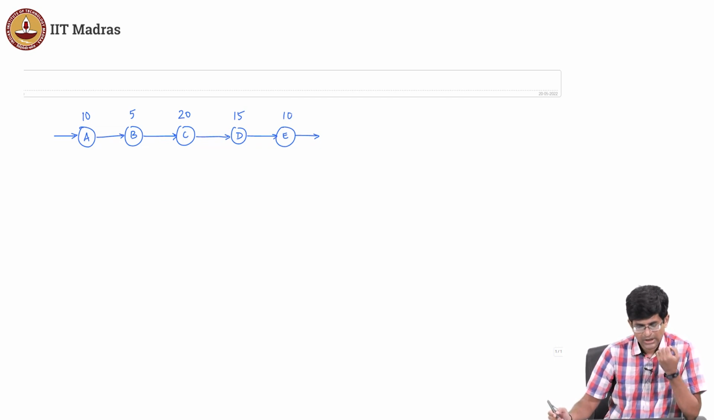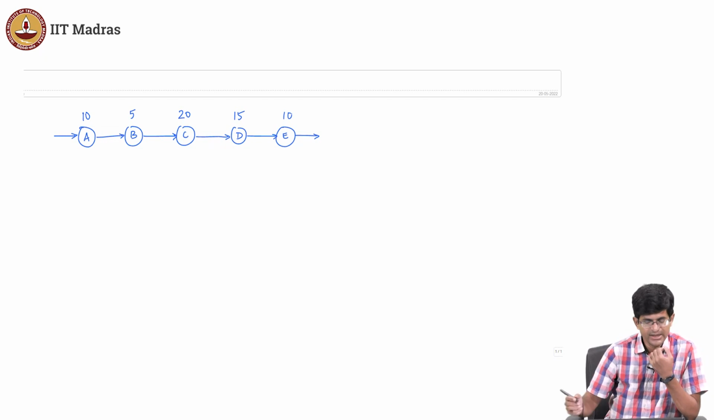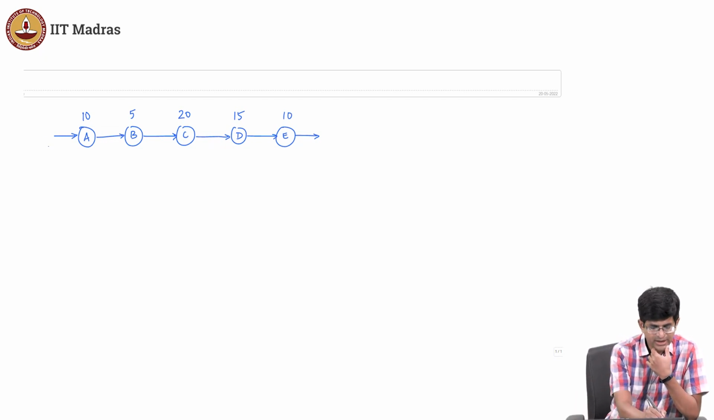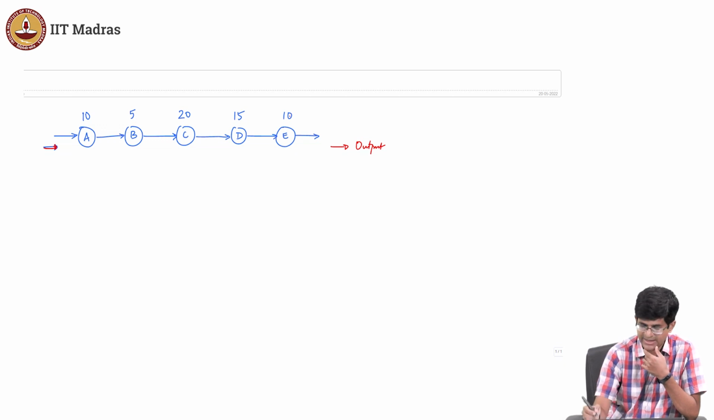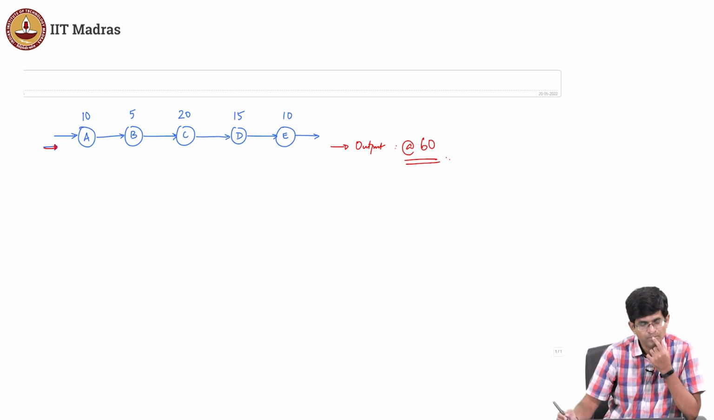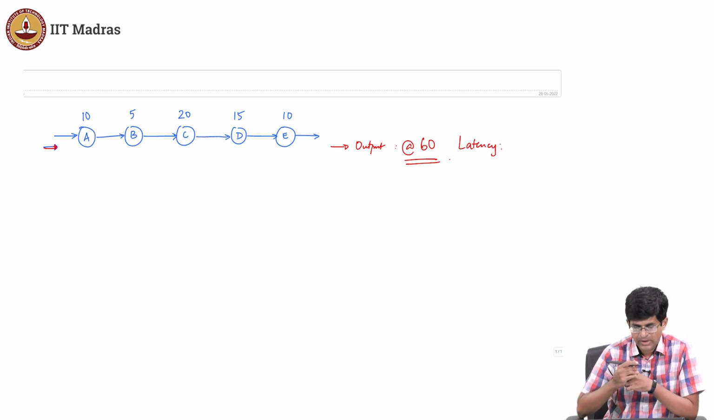So, now what this straight away tells you is, if I put some data in here, right, how long is it going to take for me to get the output? It will be 10 plus 5 is 15, plus 20 is 35, plus 15 is 50, and then 60, right, at 60. So this is what is called the latency, the actual time required in order to generate the final output data.